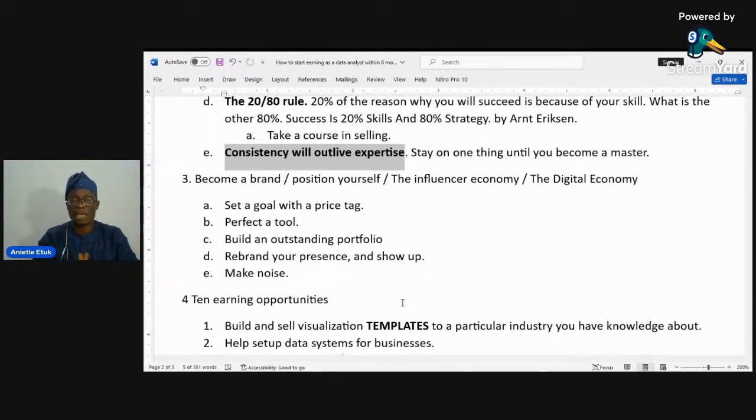So if data is what you want to grow in, my encouragement to you is, within the next 3 months, let 80% of your content on all your social platforms be on data. You're either advising, or correcting, or showing businesses how data can help them, or showing other data analysts some things you discovered, or just talking about the project you're working on. Are we together? Then the last one is you need to make noise.